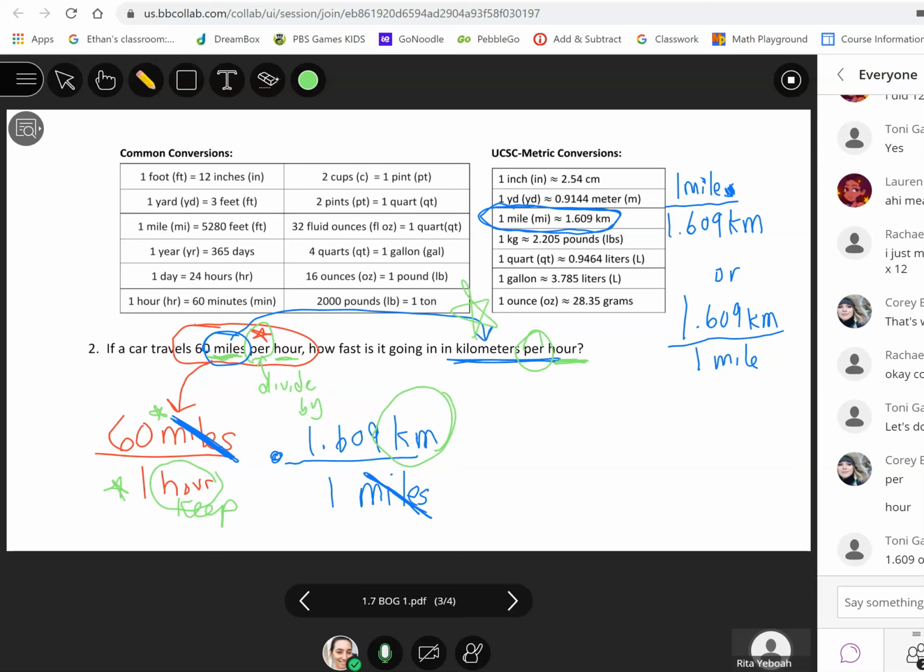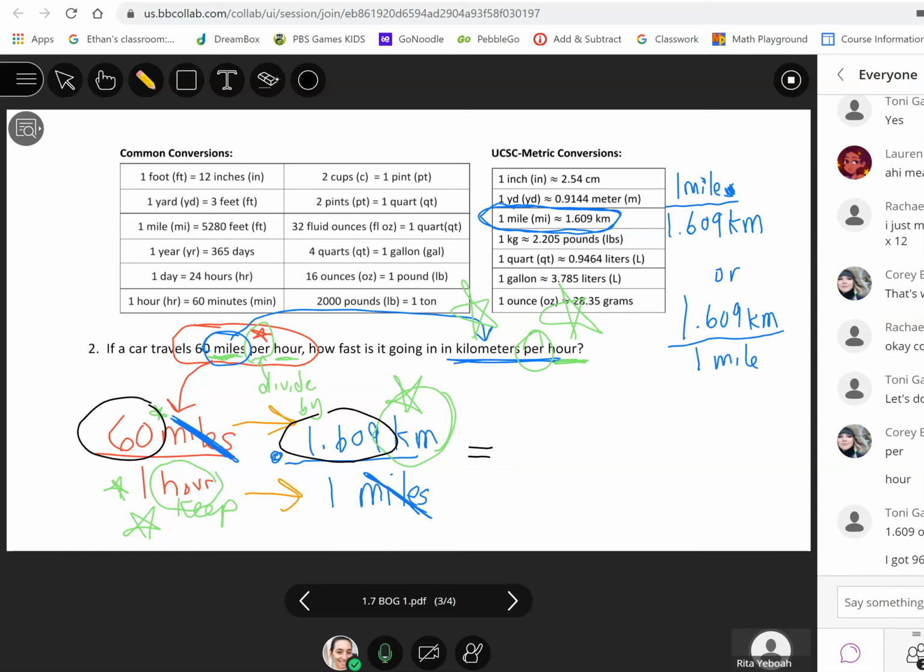I wanted kilometers per hour. I have kilometers on the top, hours on the bottom. So now you're ready to calculate. And you just calculate by going straight across. I'm going to do numerator times numerator, denominator times denominator. So let's go ahead and do that. I have to type that in my calculator. I need to do 60 times this number. Give me 1 second. 60 times, there you go.